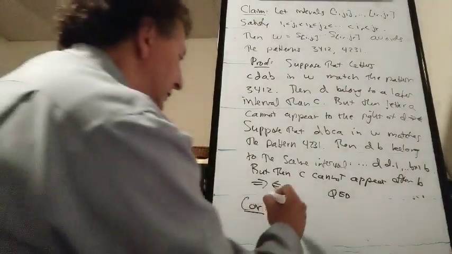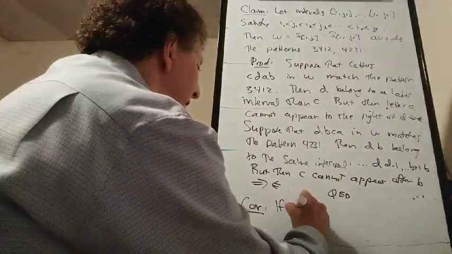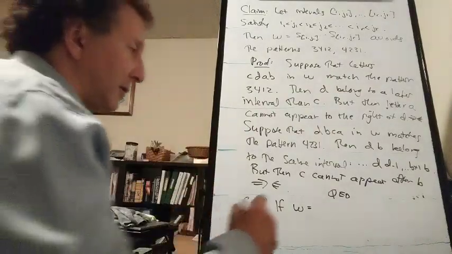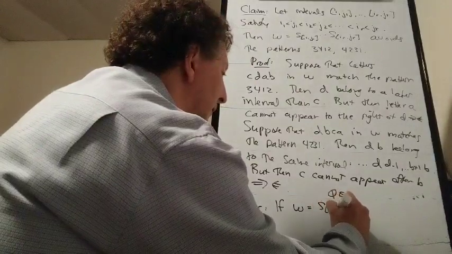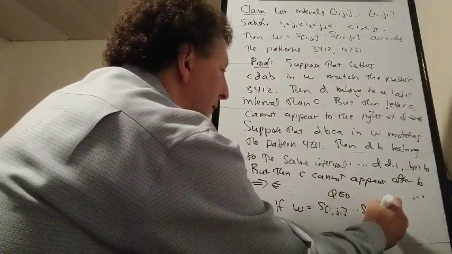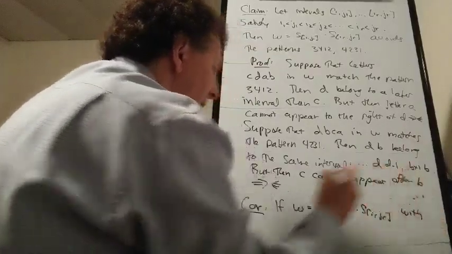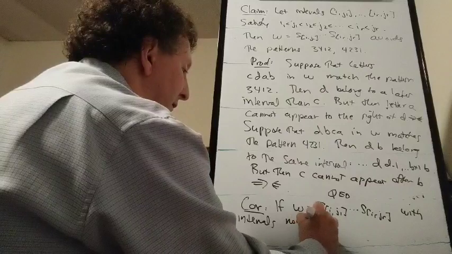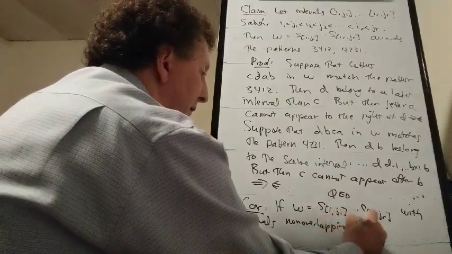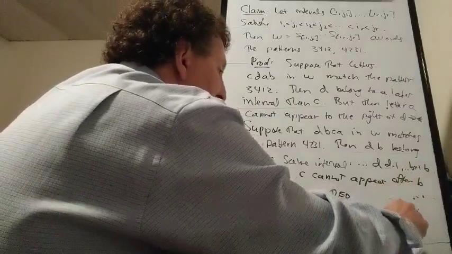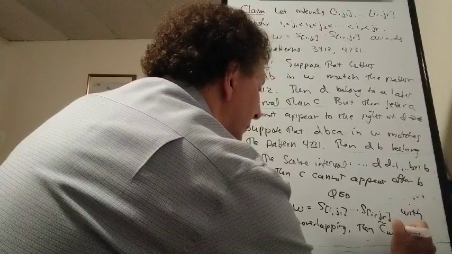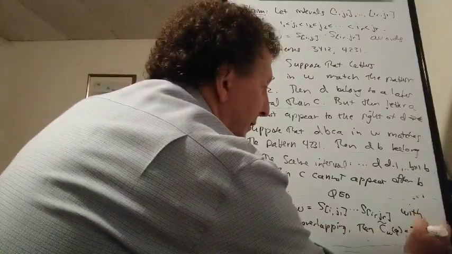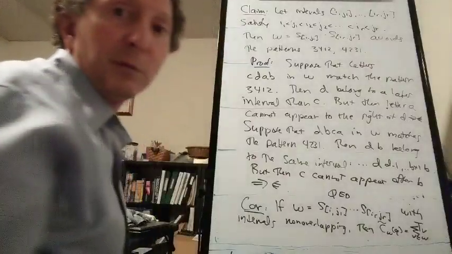So as a corollary, if W equals a product of reversals on non-overlapping intervals, so if these intervals are non-overlapping, then the Kazhdan-Lusztig basis element indexed by that product of reversals is just the sum of permutations, the sum of T sub V over V less than or equal to W.